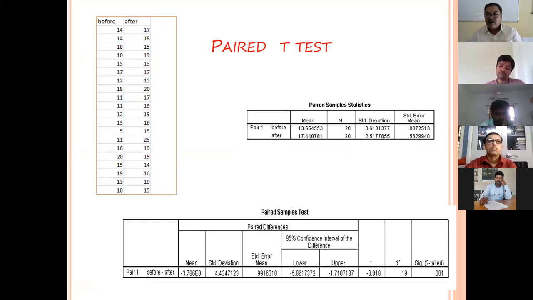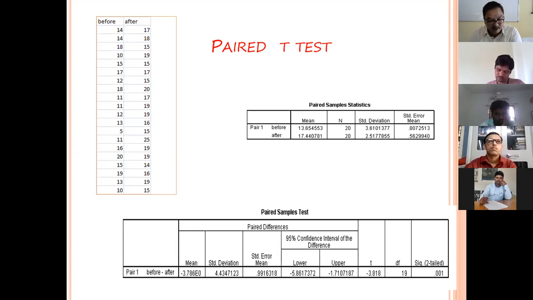For example, before this class, if you were asked to write an article on research methodology, what score could you get? After this class, if the institution conducts a test, what score will you get? The same 31 respondents are the participants. Make the comparison. This is called the paired t-test.